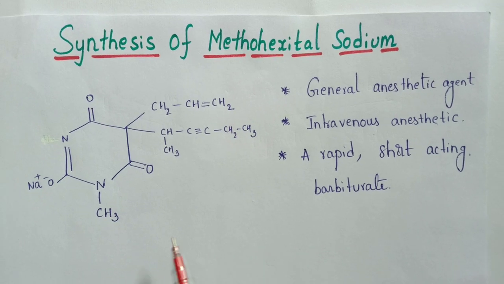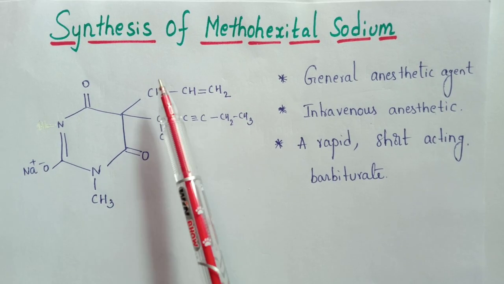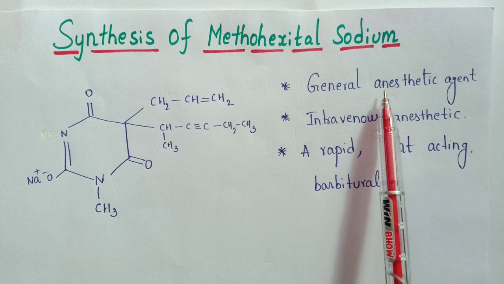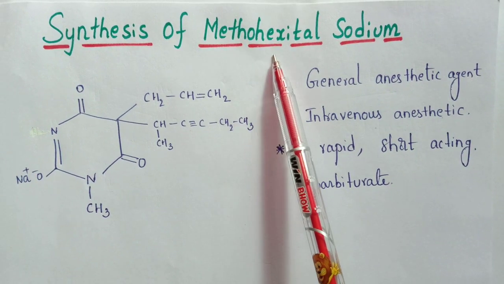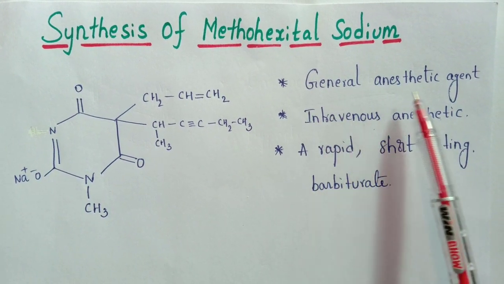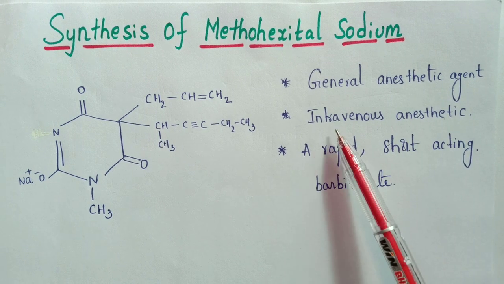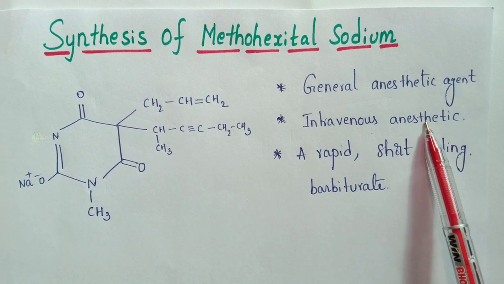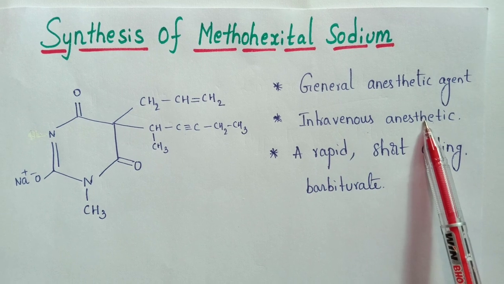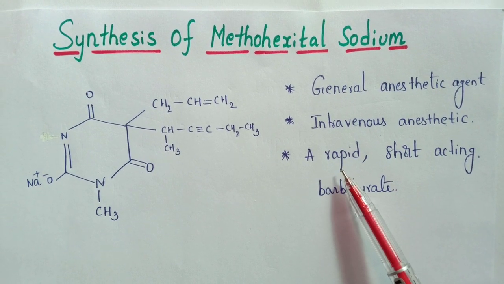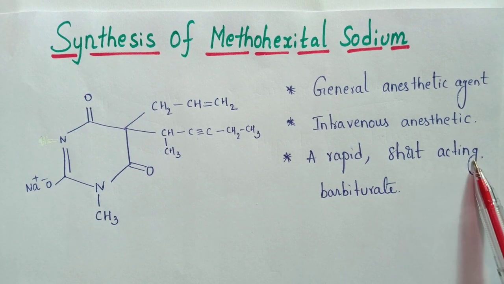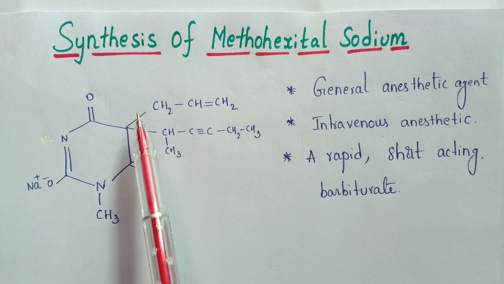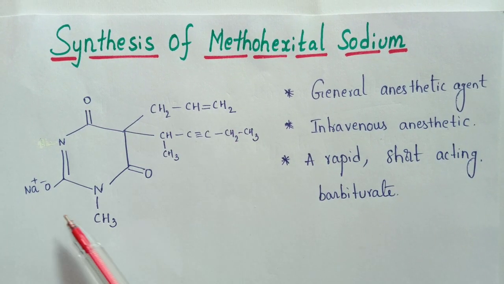Hi everyone, in this video I would like to explain the synthesis of methohexital sodium. Methohexital sodium is a type of general anesthetic agent. It comes under the category of intravenous anesthetics. This is important for the B.Pharm paper. It is an intravenous anesthetic agent and comes under the category of rapid and short acting barbiturates. And this is the structure of methohexital sodium.